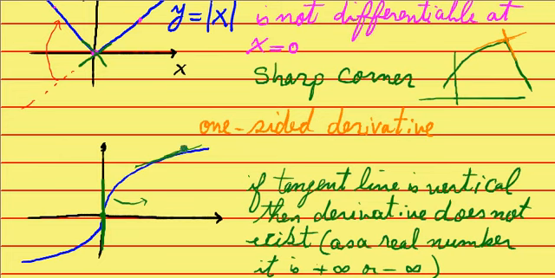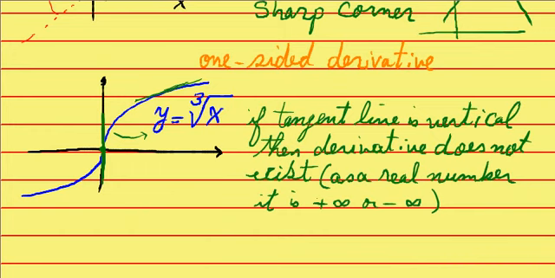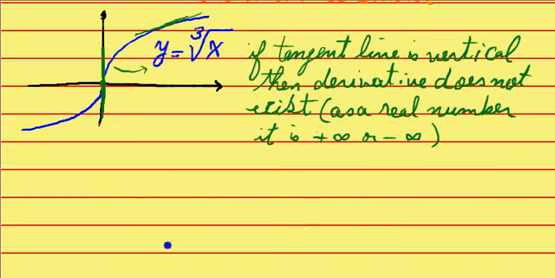What type of function would behave like this? An example of this type of function would be, say, y is equal to cube root of x. Take a derivative of it at the origin. You'll see that slope becomes infinite. Right now it might be a bit hard for you to find the derivative of this thing, but we will come back to that later on.